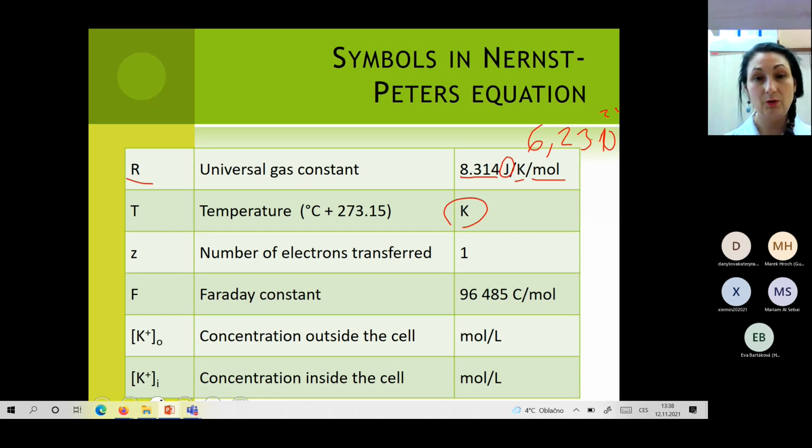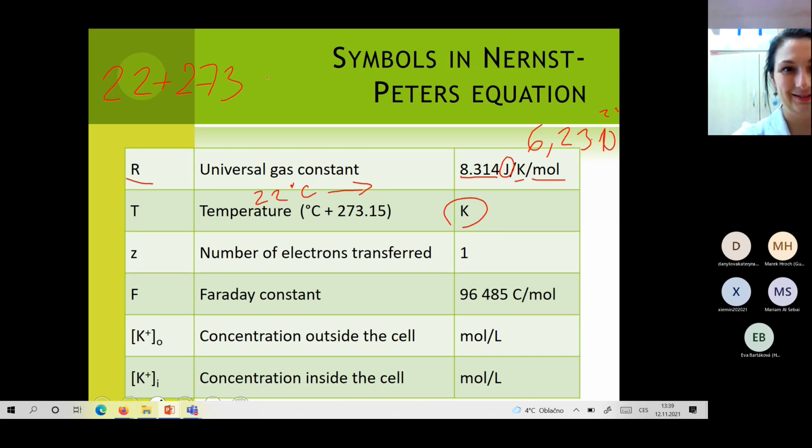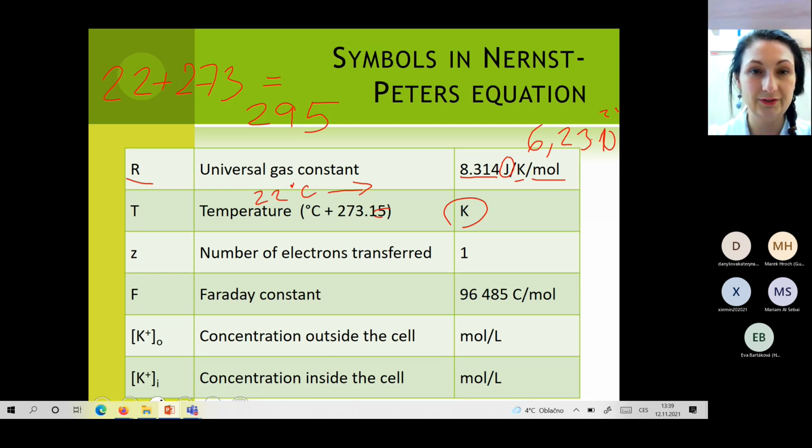So how to express normal temperature? For example, here I have 22 degrees Celsius. I would like to convert it to kelvins. How can I do it? Oh, this is a simple mathematical operation. This one here, I think can be neglected for our purpose. So in Kelvin, the room temperature is 295 kelvins.